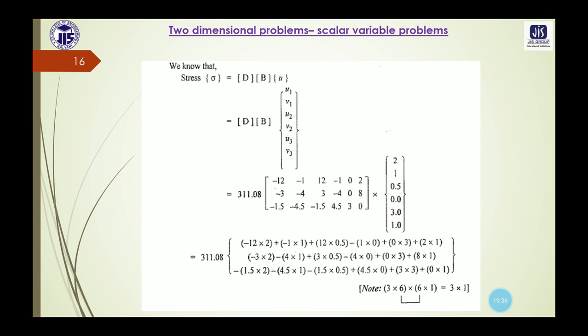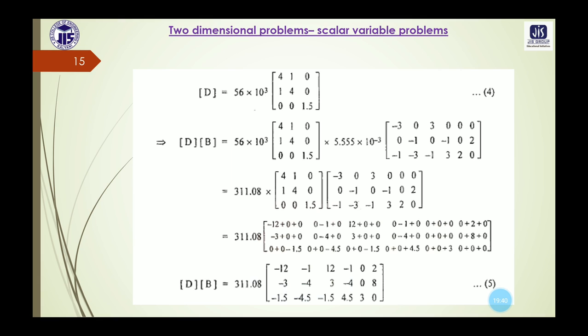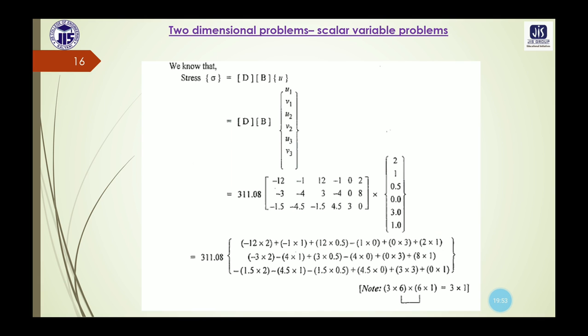Now we put in the value of the matrix multiplication of D and B, which we calculated earlier, which you can see in the earlier slide as equation number 5. So you need to put in this value of the D and B matrix multiplication, and after that the values of u1, v1, u2, v2, u3, v3, which are given in this numerical, so you need to put the values of these nodal displacements here.